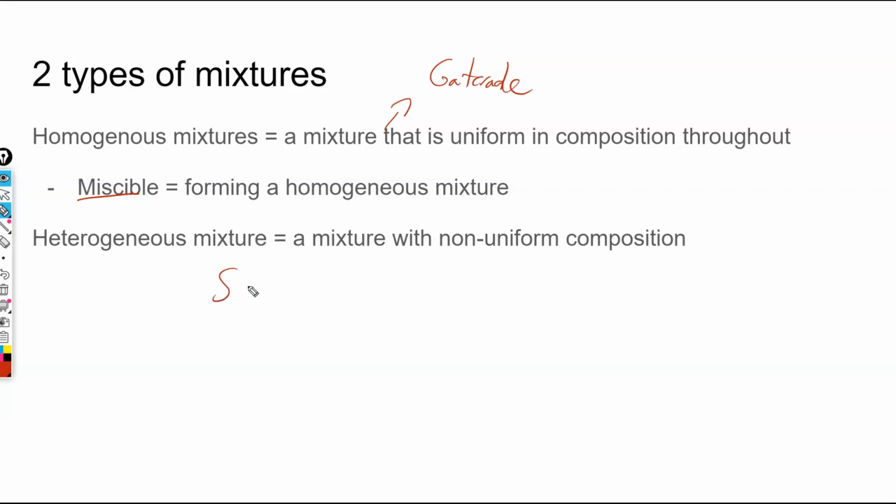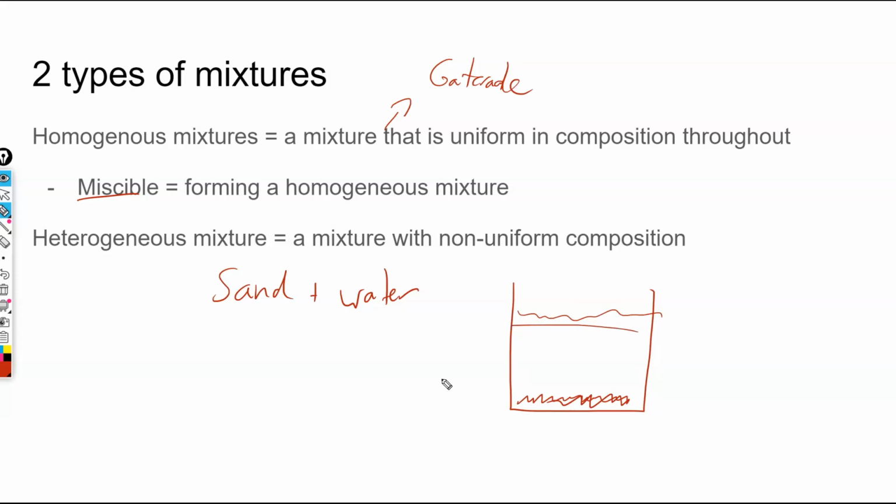So this is if I mixed, let's say just as an example, sand and water. You mix sand and water, here's your glass, here's your water, here's some sand at the bottom because it sinks. This is an uneven, non-uniform composition because if I take a sample of water from the top, it's just going to be water. It won't be sand until I go all the way down to the bottom. So that's an example of a heterogeneous mixture. Homogeneous is uniform, so it's going to be the same composition no matter how many samples you take. Heterogeneous is going to be a non-uniform composition.